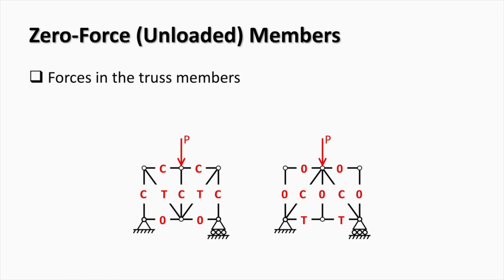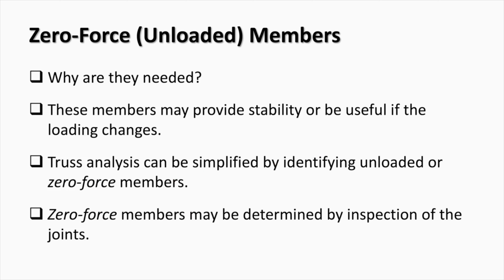As we start solving trusses, we will find that some truss members can be unloaded, that is, have zero force. These members can be discarded from the analysis without affecting any truss members. It would be logical to ask, why are the unloaded members needed in trusses? The unloaded members are required to provide stability to loaded members. Additionally, these members may become loaded if the loading arrangement changes. If the unloaded members are identified and discarded, the analysis of a truss can become considerably simpler. The unloaded members can be identified from the inspection of member arrangements.